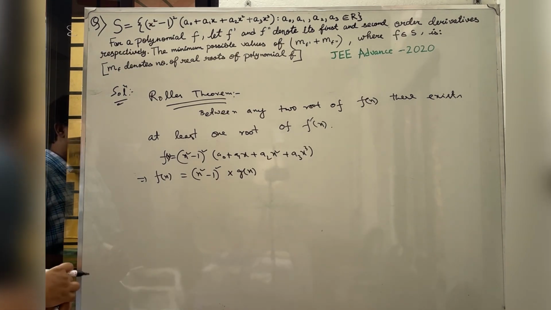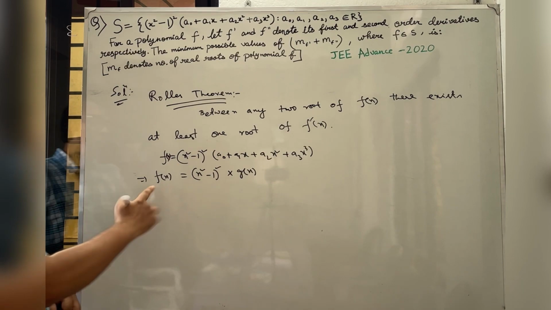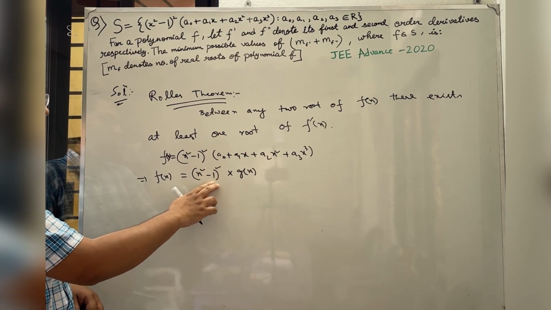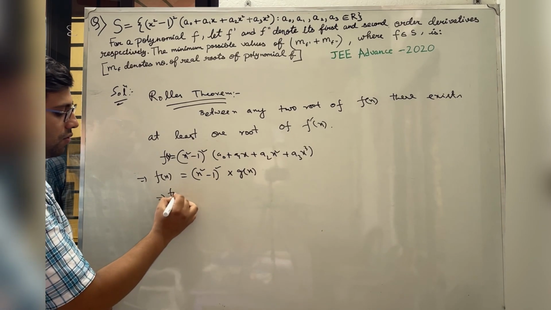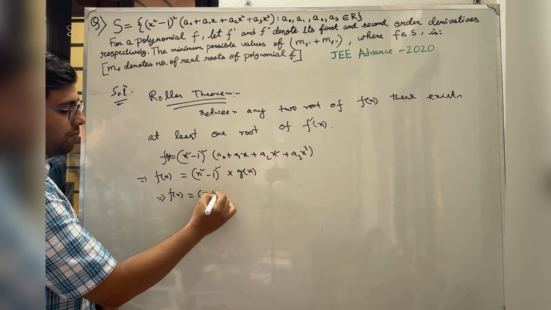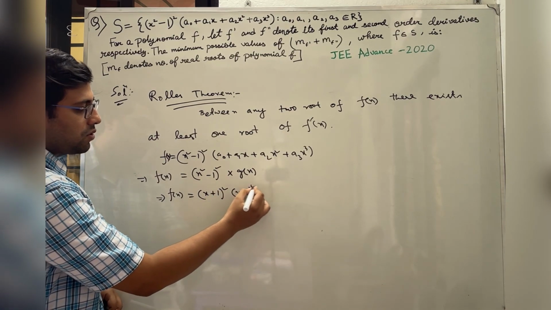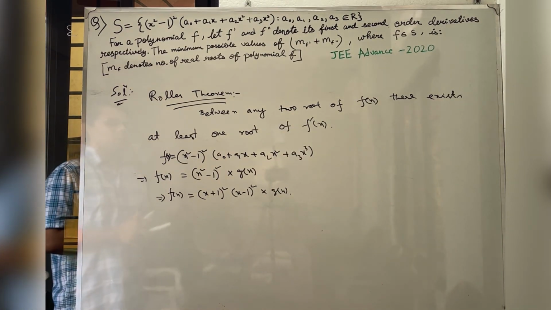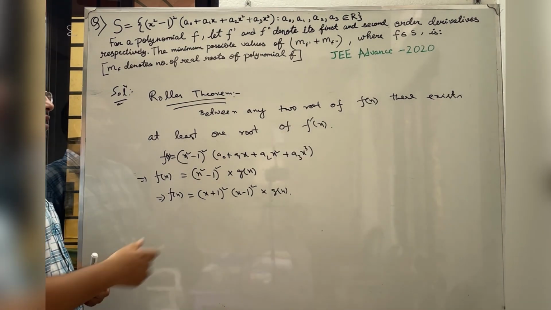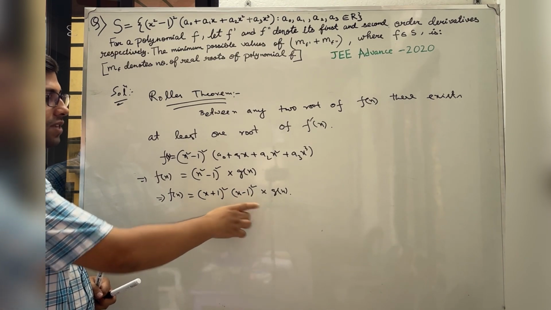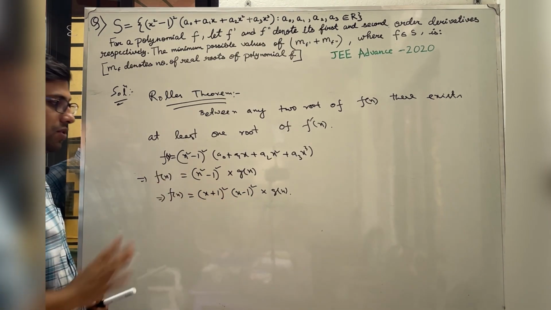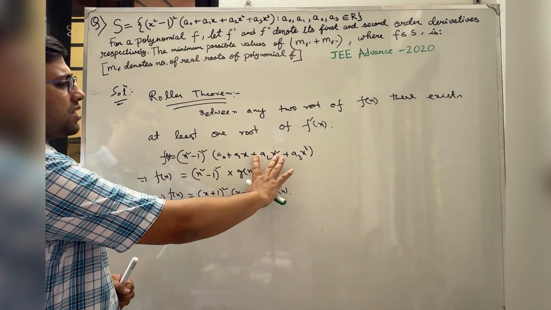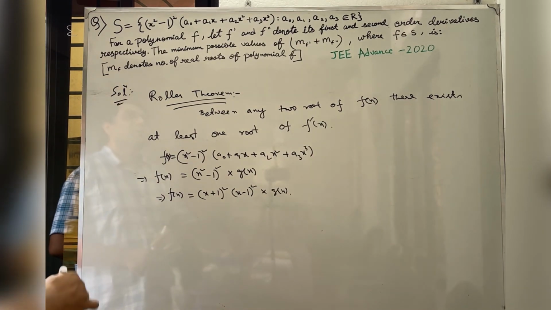As we can see, f has multiple roots, because just look at this thing. This is (x plus 1) whole square and (x minus 1) whole square into g(x). Okay. So the roots of f(x) are multiple roots, because 1 arises here 2 times and minus 1 also arises here 2 times.